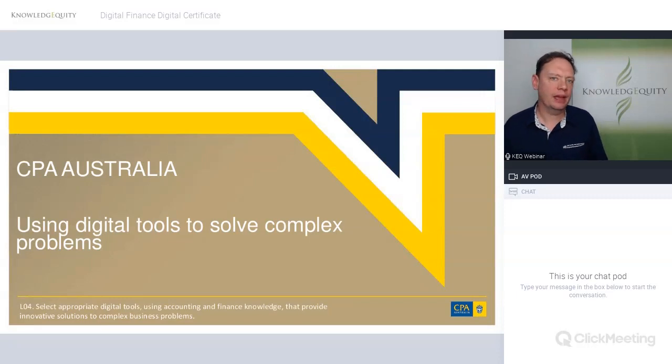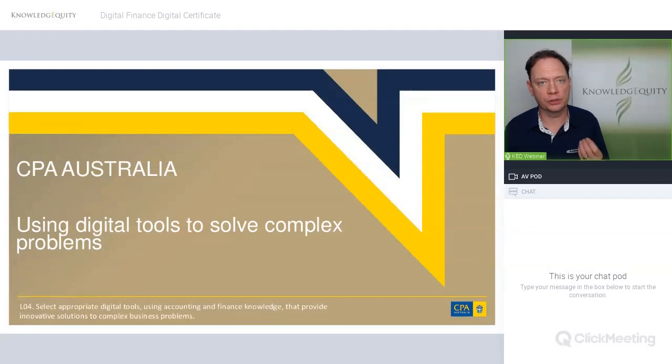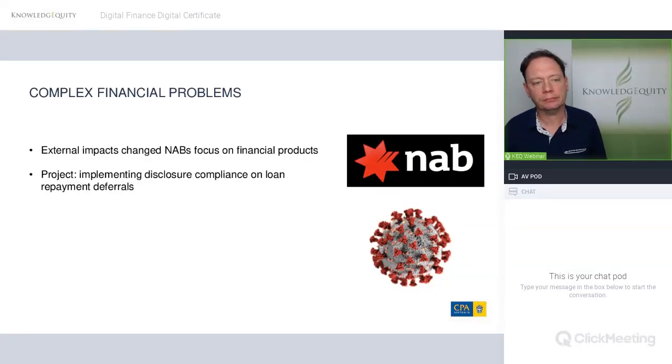Hi, I'm Chris, and in this video we're going to look at how organisations can use digital tools to solve complex business problems. This relates to Learning Objective 4 in the Digital Finance Certificate. So the example I want to look at is National Australia Bank. The situation really is the current one, a global pandemic.